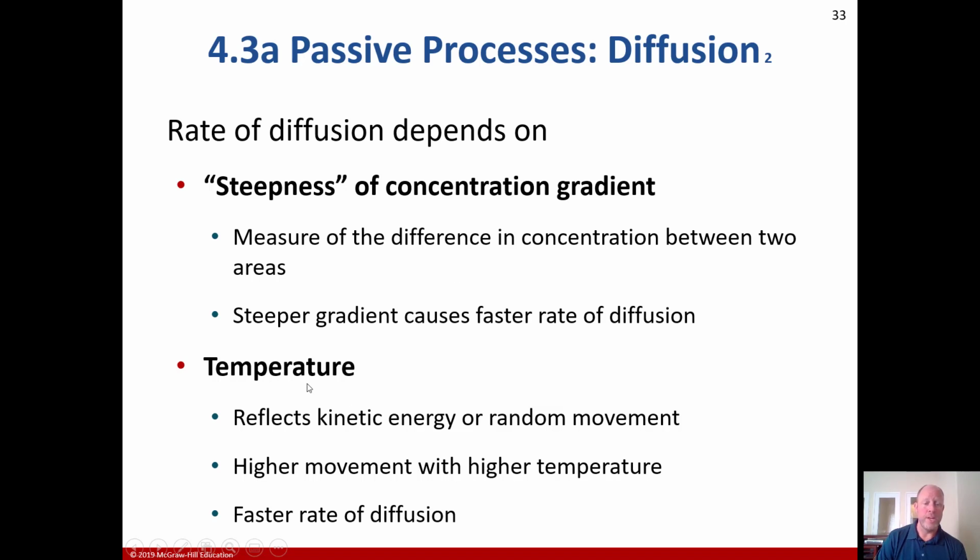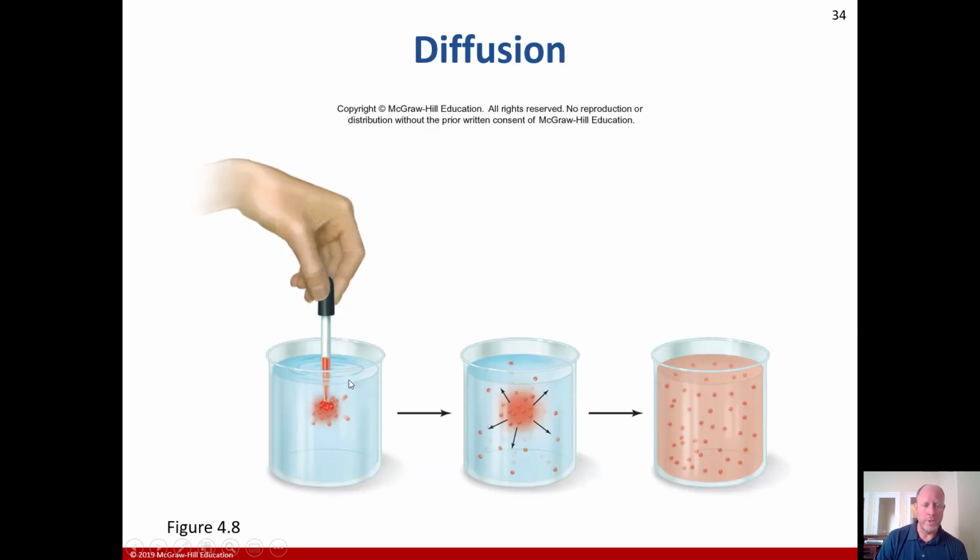Temperature, of course, plays a role as well. That reflects the kinetic energy or the random movement. Higher temperature means higher movement and a faster rate of diffusion as well. So if you take a dye and put it into water in a beaker, it's going to diffuse, and it diffuses until it reaches equilibrium.